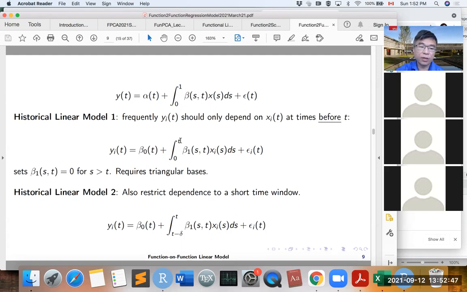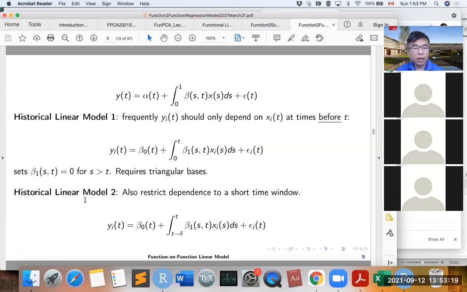We call it historical model 1, and so basically, compared to the general function regression model, we will set beta(s,t) equal to 0 when s is greater than t. So in that case, it will be a little bit harder to estimate. We will require triangular basis functions.